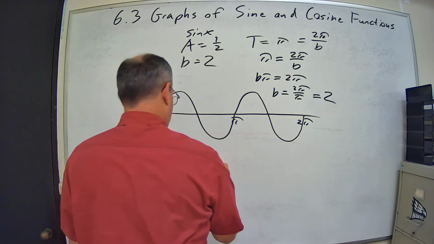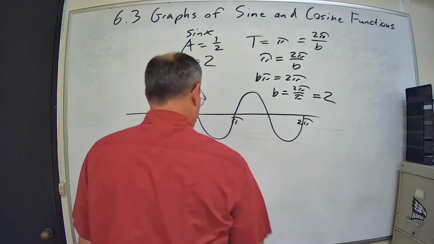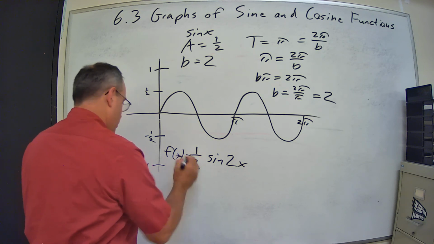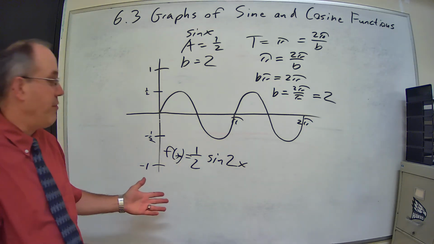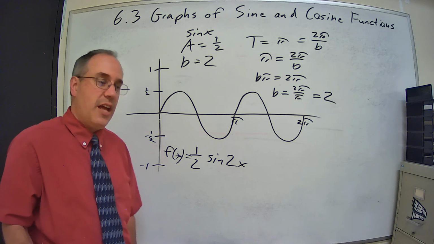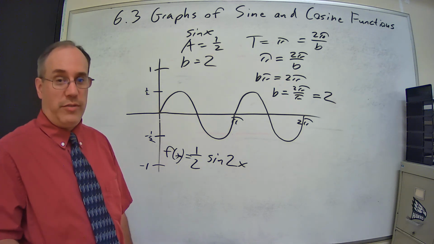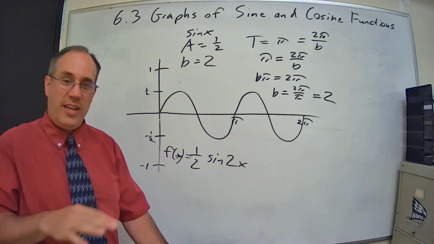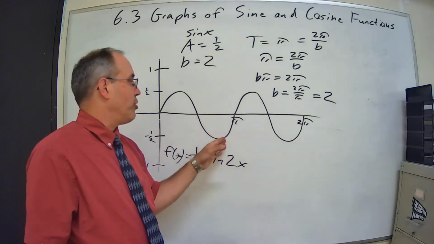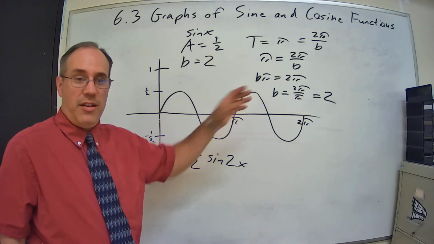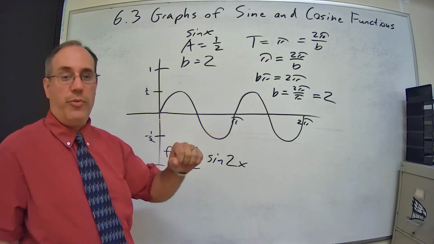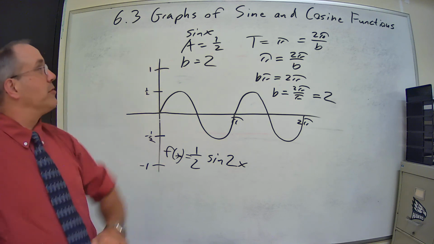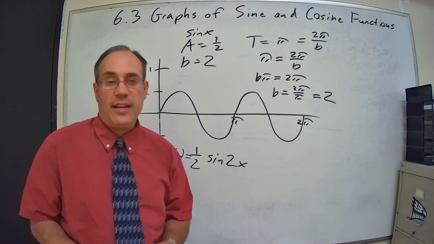1/2 sine 2x. And I can put that as f of x is equal to, because it is a function, right? Sine function. Note it is not a one-to-one function. The only way it can be one-to-one is if we take only a section where it is one-to-one. So there we go. 6.3, graphs of sine and cosine functions.